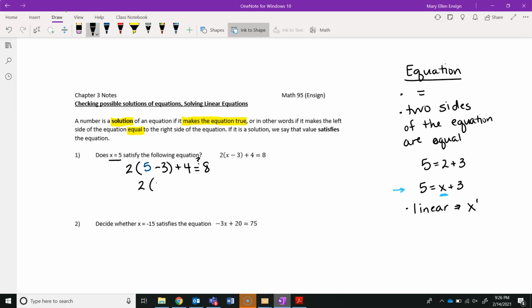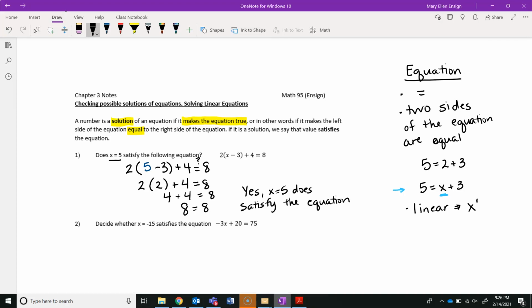So I can use order of operations here. 2 times 2 is 4. So right now, all I'm doing is combining things using order of operations over here on the left side to simplify it. 4 plus 4 is 8. So all along this left side, I didn't really pay attention to what was over here. I just brought it down. Well, the left side is 8. The right side is also 8. Okay, so my answer here is yes, x equals 5 does satisfy the equation. It is the value that makes that equation true.